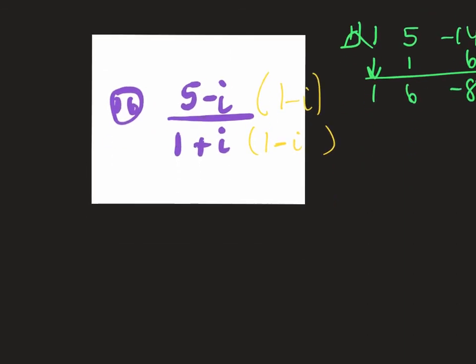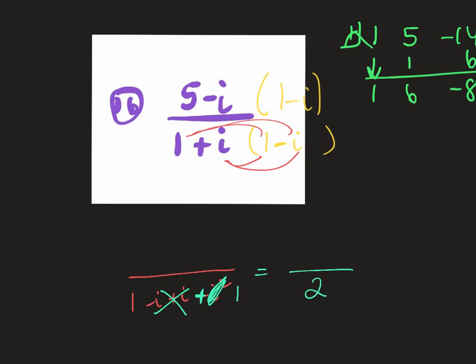So we're going to FOIL. Let's start with the bottom. 1 times 1 is 1. 1 times i is negative i. i times 1 is i. i times negative i is negative i squared, right? So we're going to cross this out, make this a plus 1. My i's cancel, and I'm left with 1 plus 1 is 2.